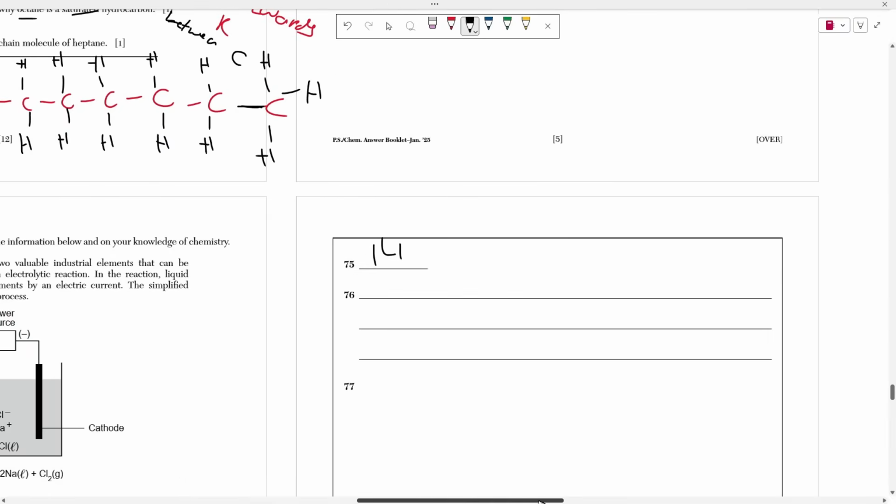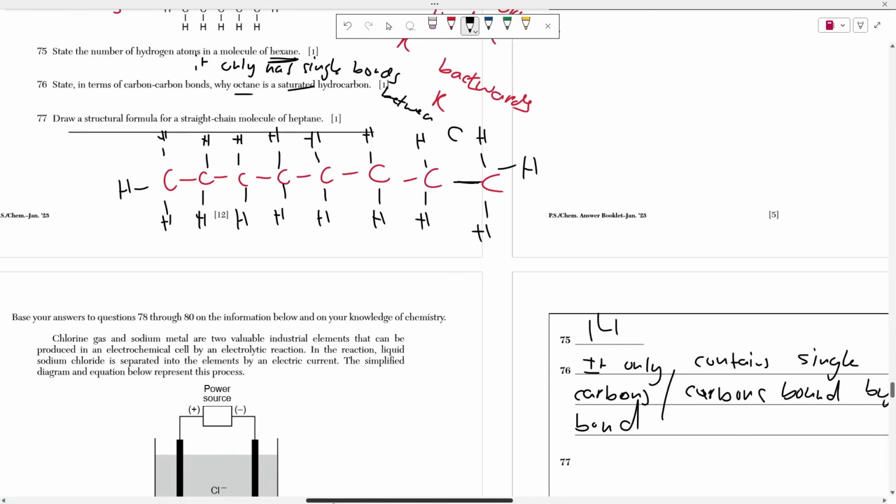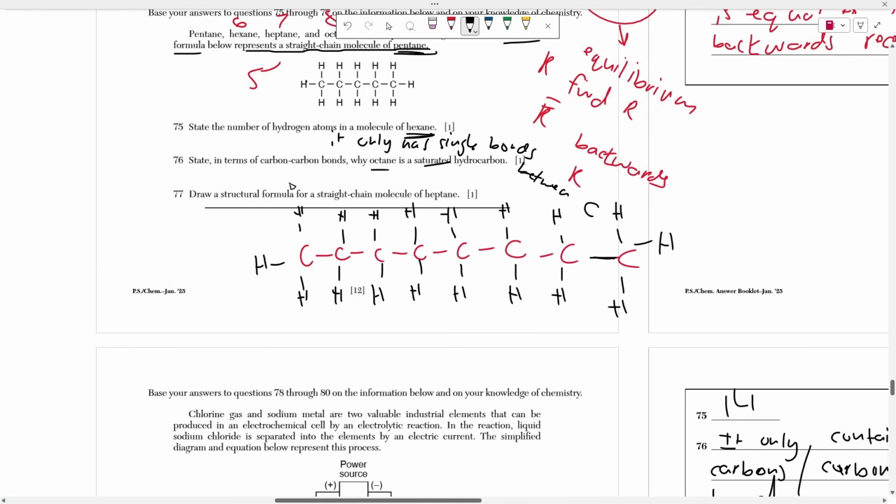So the correct reasoning here would be that it only contains single bound carbons. And a better answer would be, instead of saying single bound carbons, carbons bound by a single bond. Because think about it this way, right? Each one of these carbons has to share 4 electrons. Each one of these hydrogens has 1 electron to share, right? And each one of these carbons has 1 electron to offer. So if I have a single bond between all of these, that means that all of my carbons are filled with hydrogens, right? Let's look at this molecule of pentane.